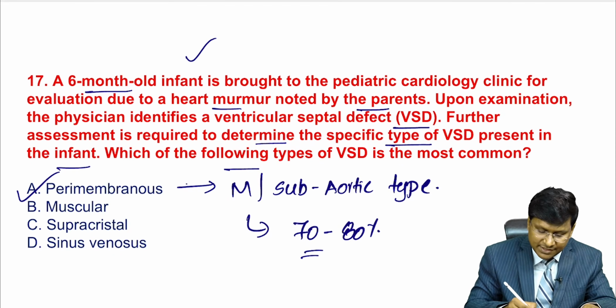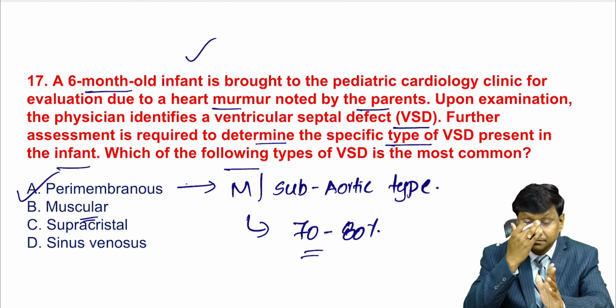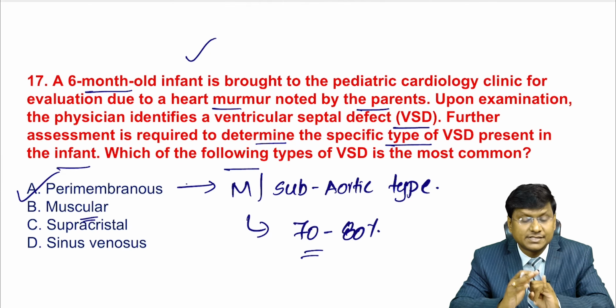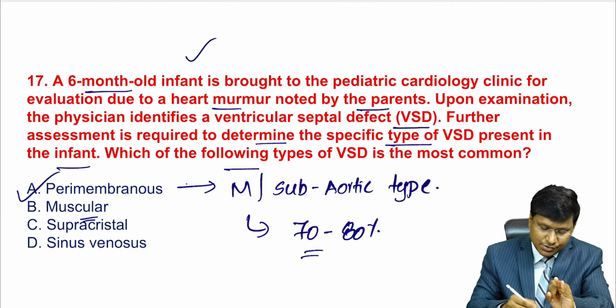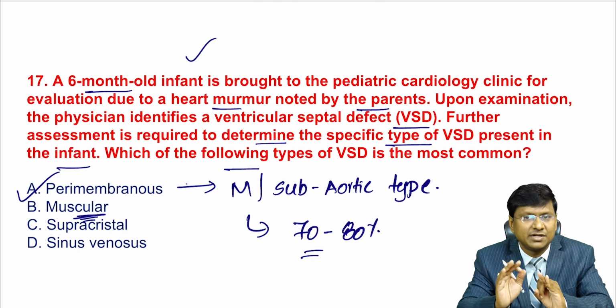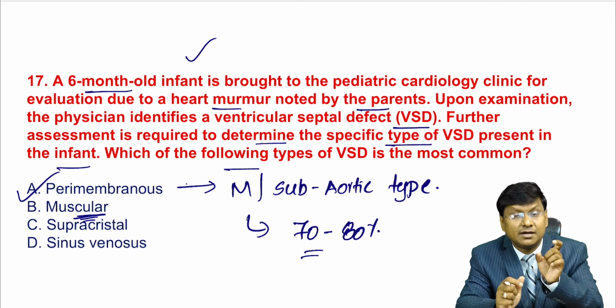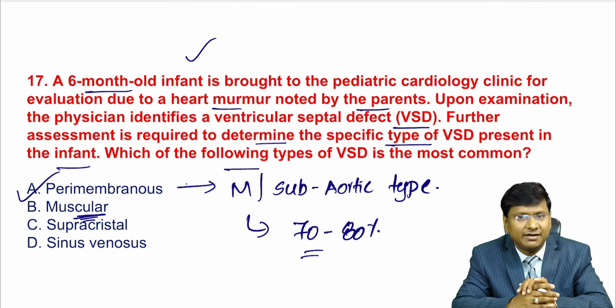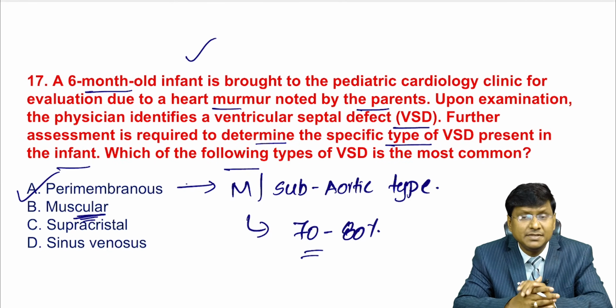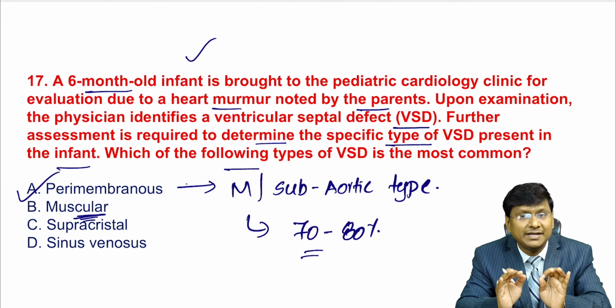Then the next one is the muscular VSDs. The muscular VSDs are also known as trabecular VSDs or mid-muscular VSDs. They are located within the muscular portion of the ventricular septum, right? While they are a common type of VSD, they are not the most prevalent.